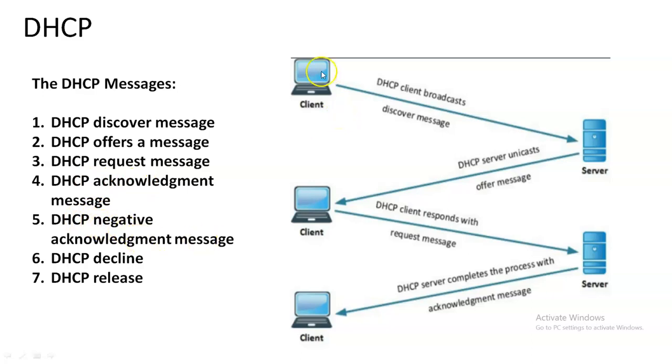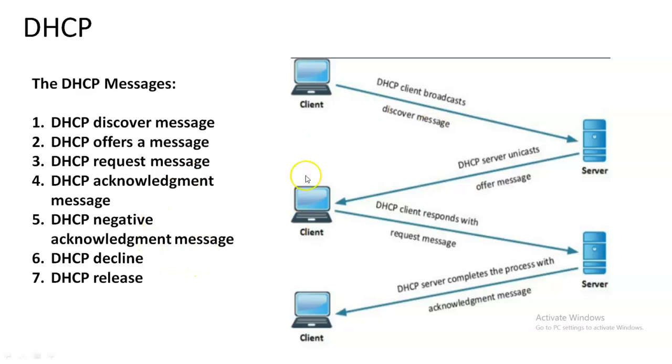So for example, suppose client A is requesting an IP address. The IP address will be of a particular configuration. If the server is okay with allocating the particular IP address with the required configuration, it will give a DHCP acknowledgement message and it will be providing the DHCP release. So in this DHCP release, it will be giving the IP address to the client.